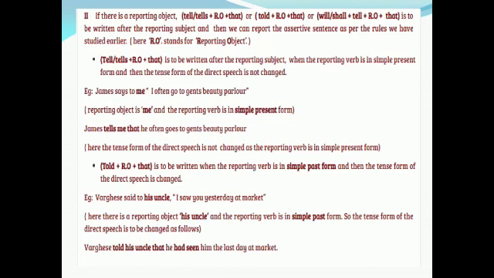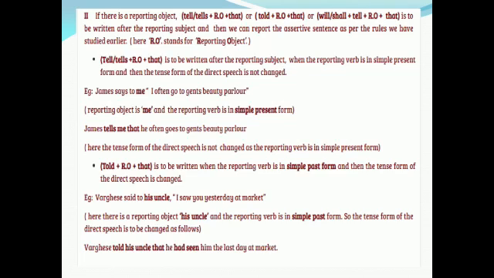Now here RO stands for reporting object, children. Tell, tells plus RO, that is the reporting object, plus that is to be written after the reporting subject when the reporting verb is in the simple present tense. And then the tense form of the direct speech is not changed.